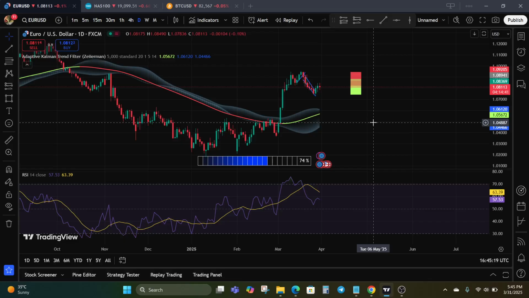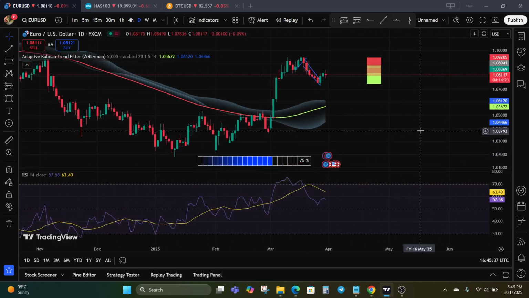Now, one of the biggest advantages of this indicator is its ability to remove market noise. Instead of reacting to every small price move, the indicator focuses on the main market trend. So with this indicator, you should be avoiding choppy conditions. You avoid choppy conditions by only trading when the indicator shows a strong, smooth trend.